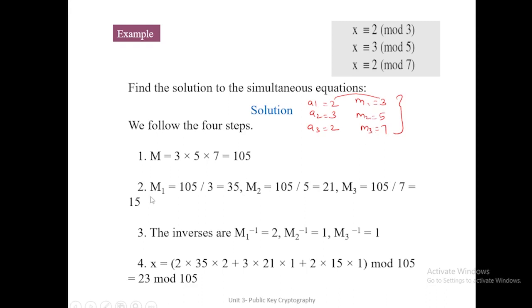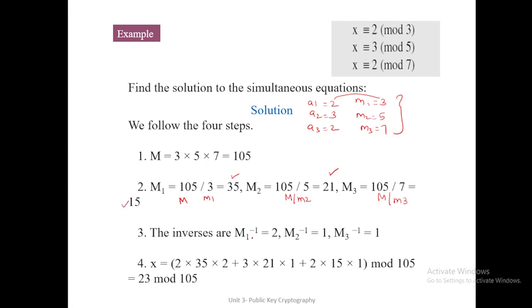Second step is M1 is equal to capital M divided by small m1. So M value is 105, m1 is 3. So 105 by 3 is 35. M2 is equal to capital M by small m2. So 105 divided by 5 is 21. M3 is equal to capital M divided by small m3. So 105 divided by 7, the answer is 15.